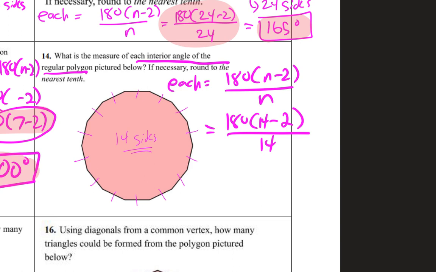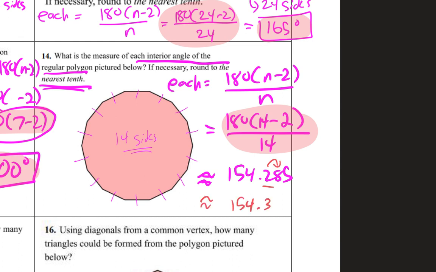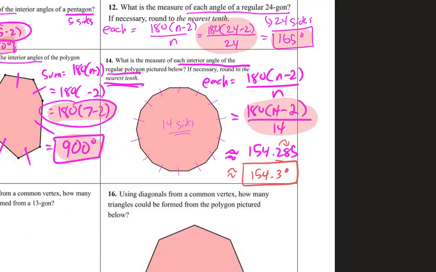Okay? So then if we put that into our calculator, that's going to give us the answer of approximately 154.285, and it says round to the nearest tenth. So that means we're going to underline the 2. We're going to ask the 8 what to do. So that means it's going to be approximately 154.3 degrees. Okay, 154.3. All right, that's it. Let's keep it moving.